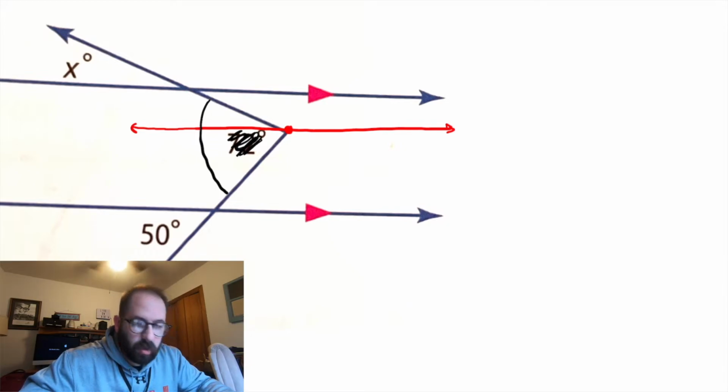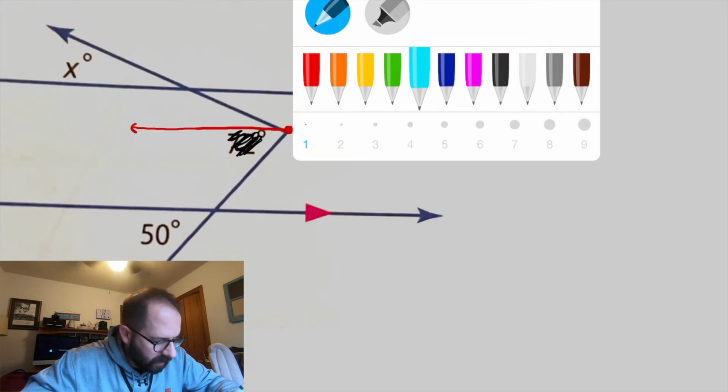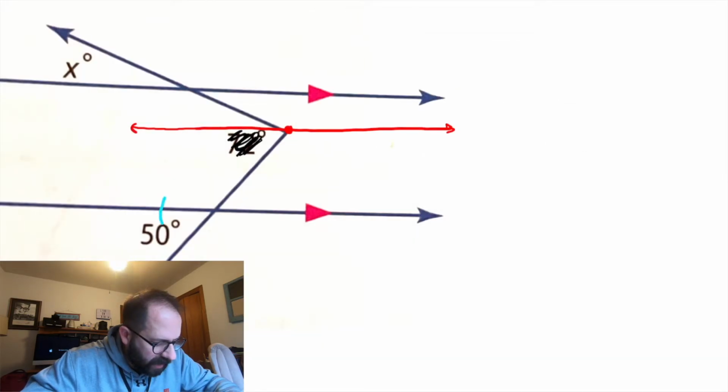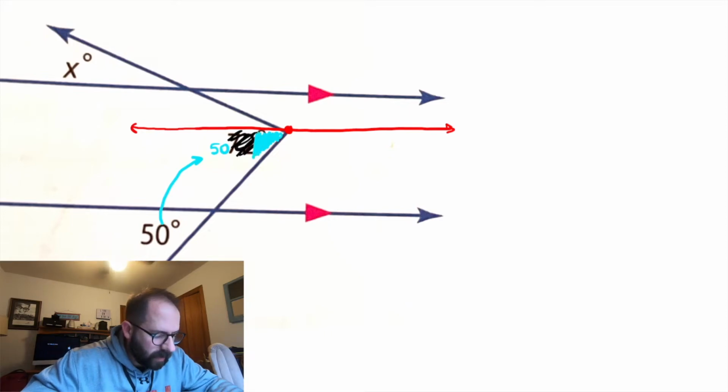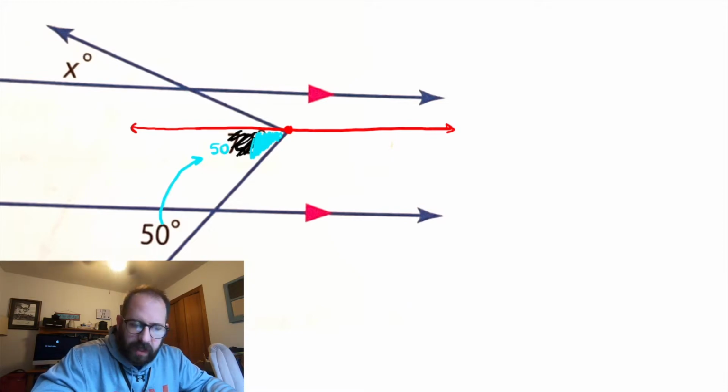Okay? So what we have to do is transfer numbers around using corresponding. This 50 can hopscotch to right here. It can be this tiny angle right there. The little piece of that angle. So that's 50 because it's corresponding. They're on the same side of the transversal. One's inside, one's outside the two parallel lines. The parallel lines are that pinkish red line, and the blue line at the bottom.